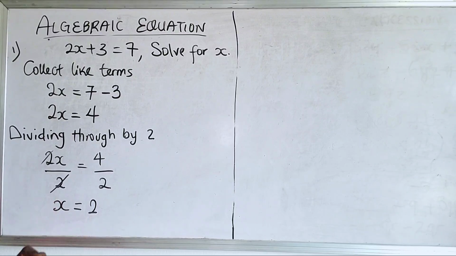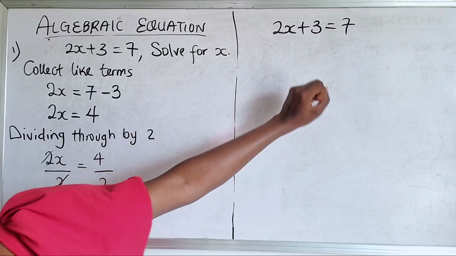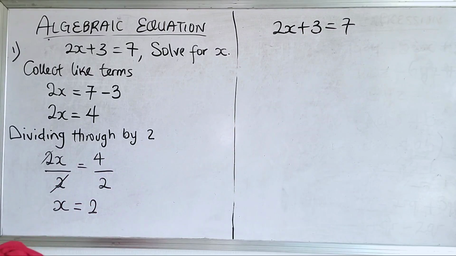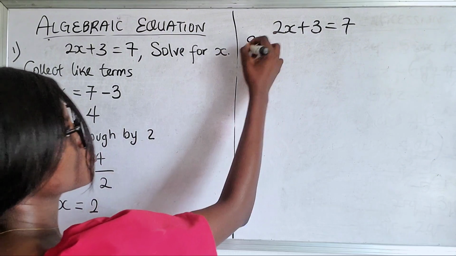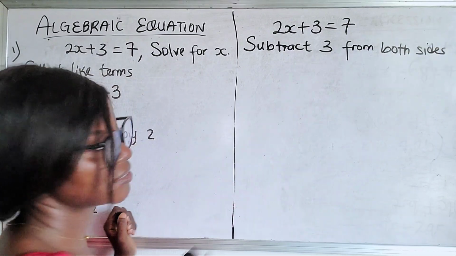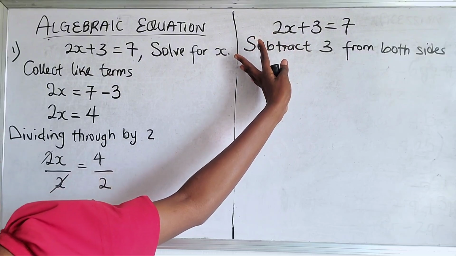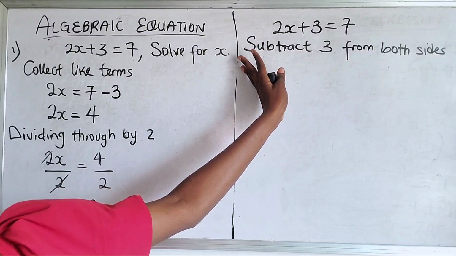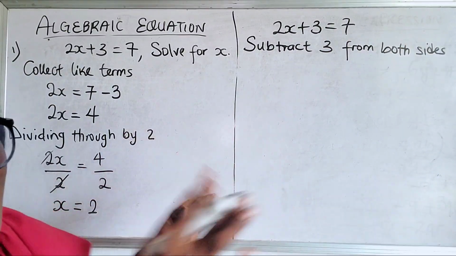Now let's use another method. You can choose which you prefer. In this case, instead of saying collect like terms, you just tell yourself to subtract 3 from both sides. Do the opposite of what you have here. So 3 minus 3 is 0, and we do the opposite of plus, which is subtract. Anytime you have an equal sign, whatever you do to the left hand side, make sure you do it to the right hand side. This is the left hand side and this is the right hand side. It's just a literal thing.